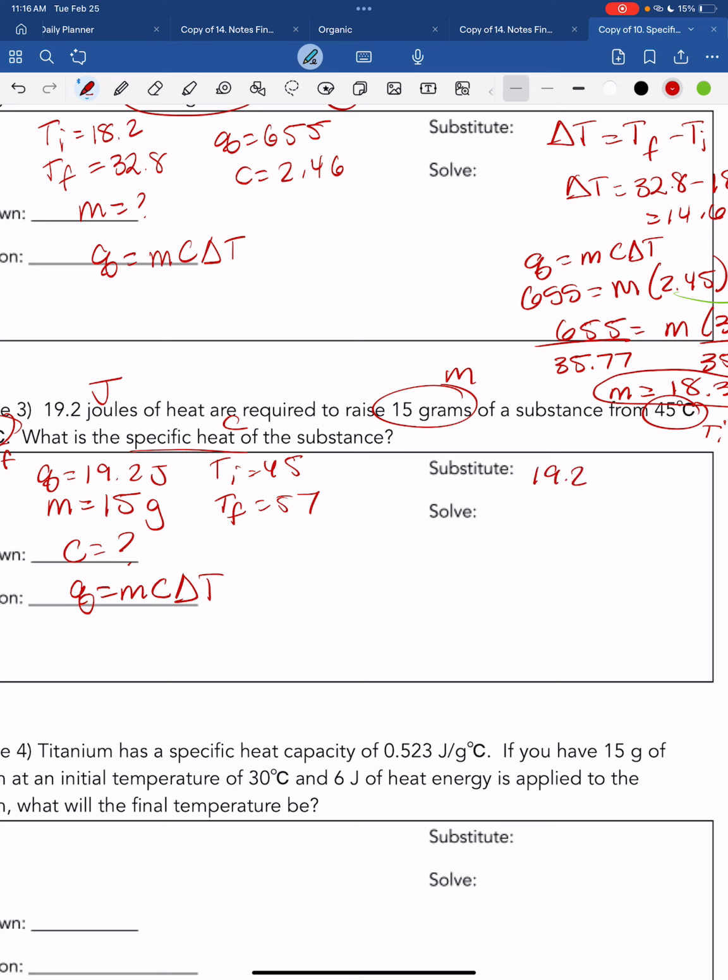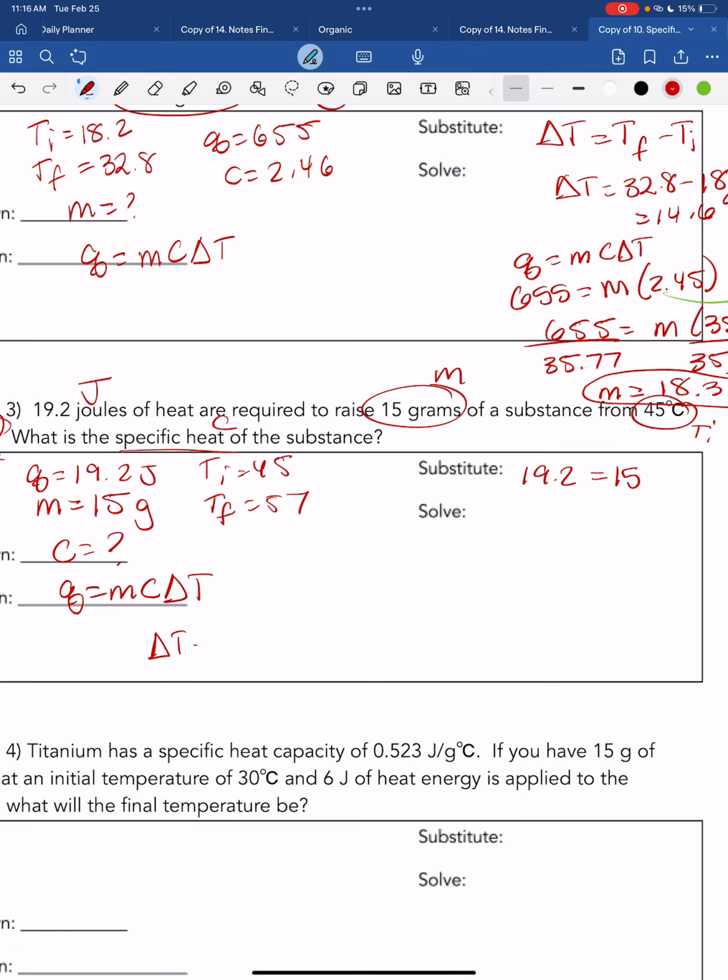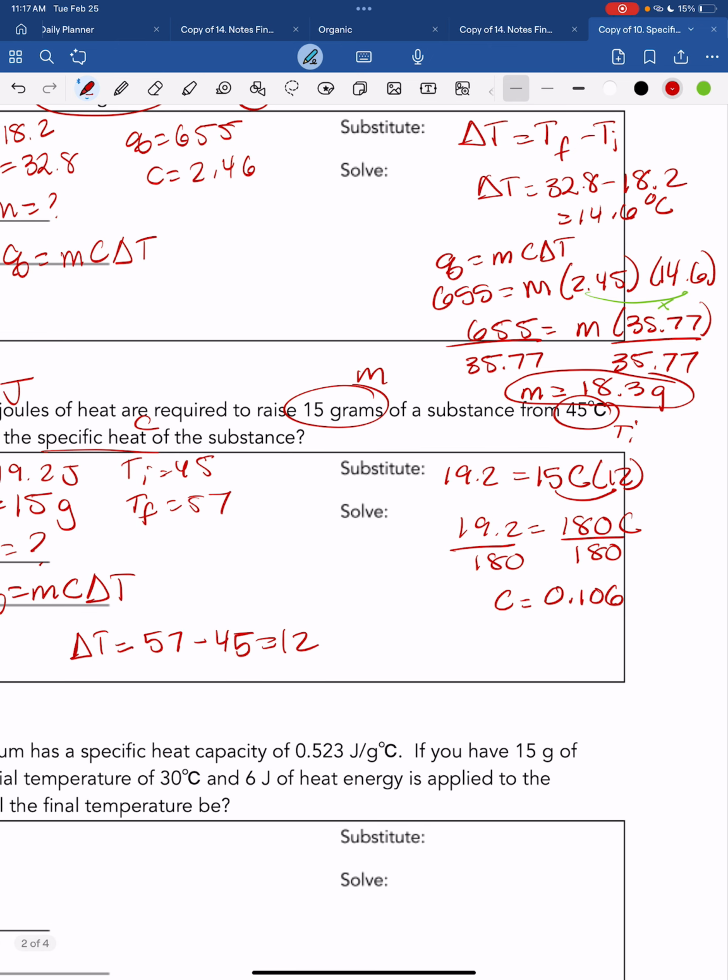So we get 19.2 is equal to 15. First you have to subtract your T final minus T initial, so 57 minus 45, we get 12. Times C times 12, we're going to multiply our 15 times 12. We get 19.2 is equal to 180 C. You can divide by 180 on both sides. And you get 0.106 joules per gram degrees Celsius.